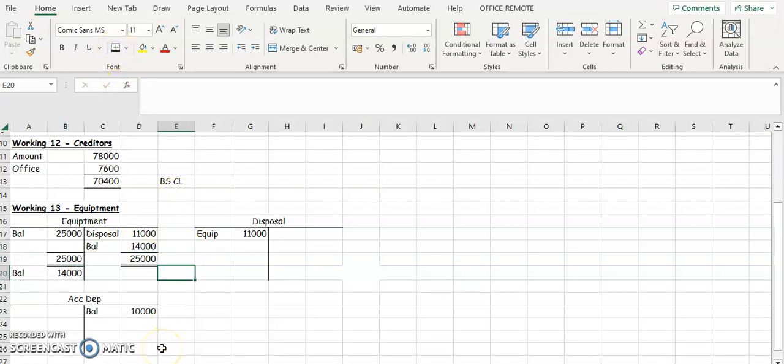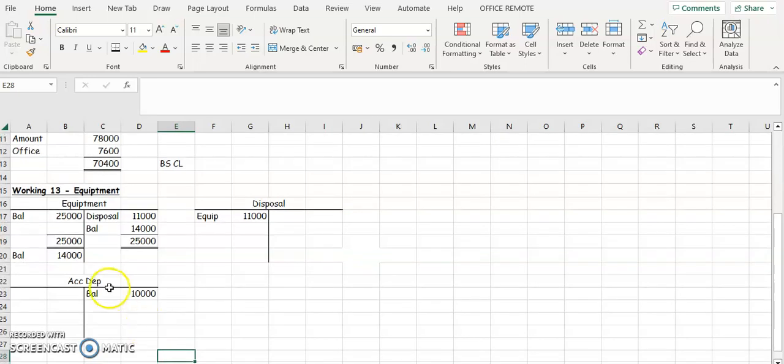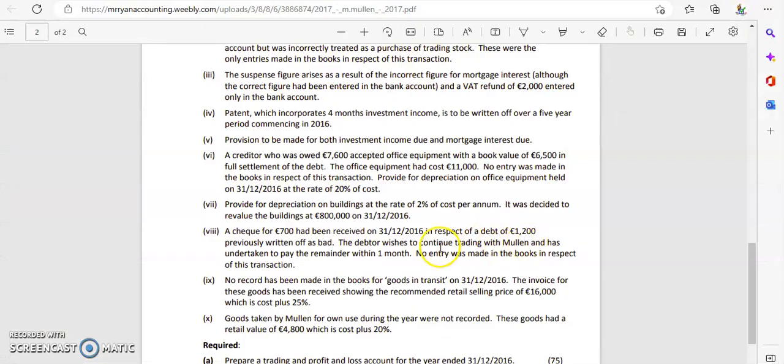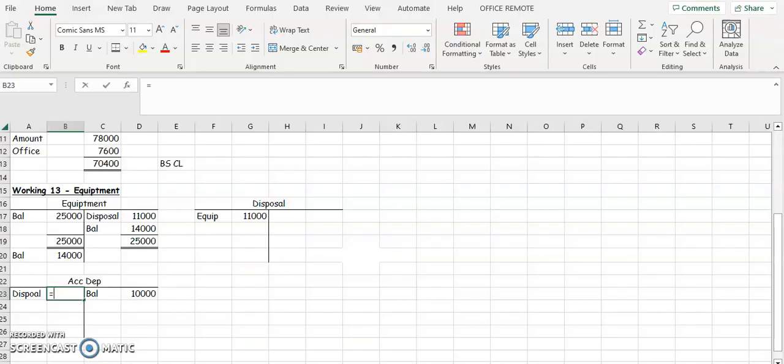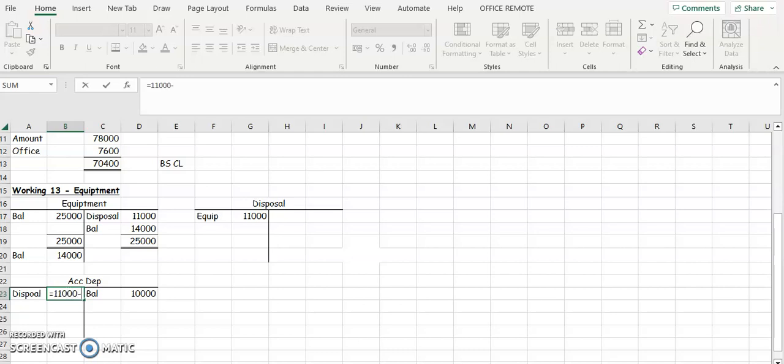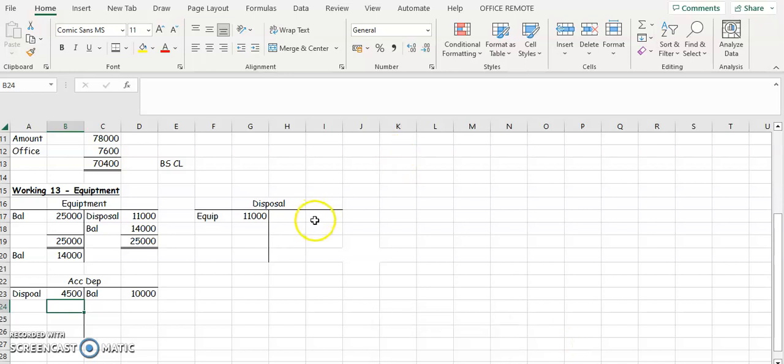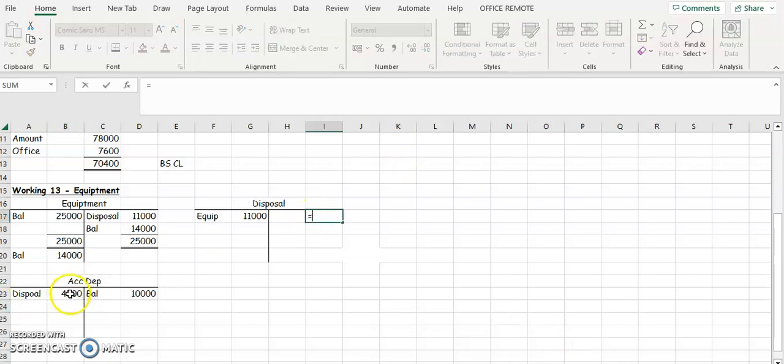The next one then is the cumulative depreciation. So of this 10,000, there is a certain percentage belonging to the equipment that we just sold. So you need to find out how much that is. So in the question, it tells us that the book value is now 6,500. Cost is 11,000, so the difference between the two will give us the cumulative depreciation on the office equipment. So 11,000 is the cost. It's now at 6,500, so the cumulative depreciation then is 4,500.